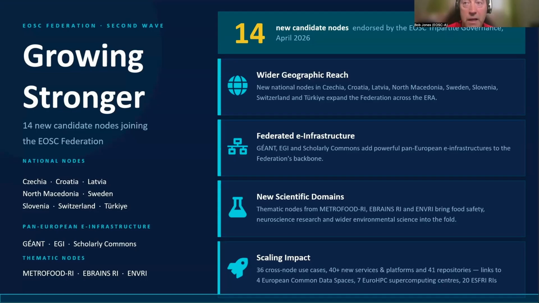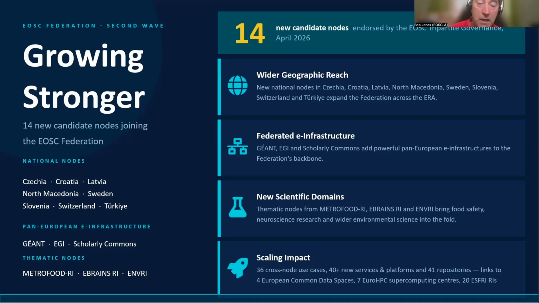They will bring on board 36 new use cases and more than 40 new services available to the users and platforms, as well as 41 high-quality repositories for scientific outputs. There will be links to 4 European common data spaces, the most popular one being the European Health Data Space. Also, many of these nodes have links to supercomputing centers, EuroHPC centers, 7 of them in fact, and a total of 20 ESFRI research infrastructures will be engaged in one manner or another, for use cases or direct involvement of the nodes, in the scaling up of the federation.